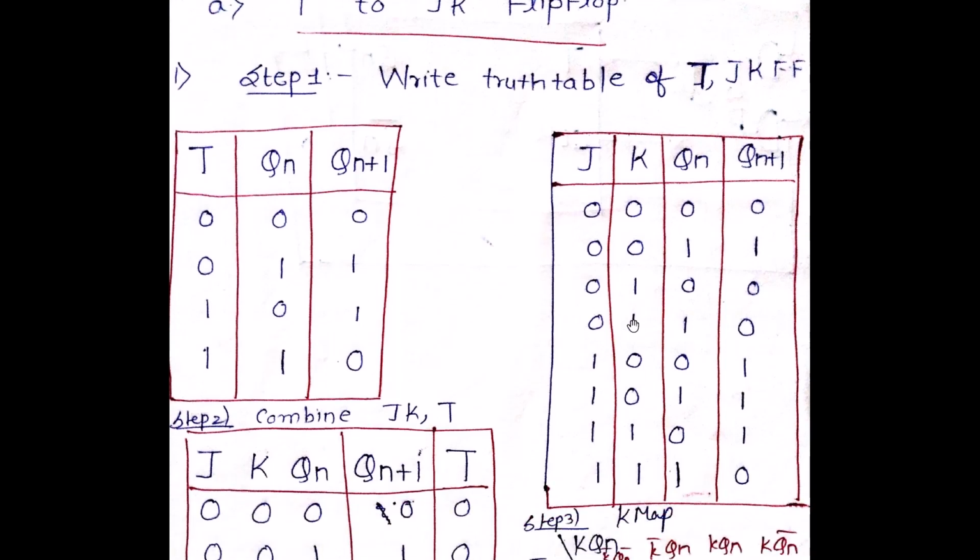Similarly, we have the JK flip-flop truth table, in which we have the inputs J, K and Qn, and the next state output will be Qn plus 1. We are going to have different combinations of J, K, Qn, going from 0 0 0, 0 0 1 to 1 1 1. The Qn plus 1 is the next state. If my input is 0 and 0, I told you Qn plus 1 remains unchanged, that is, Qn plus 1 will be equal to Qn: 0 will be 0, 1 will be 1. Similarly, if my JK is 0 and 1, the next state output will be 0.